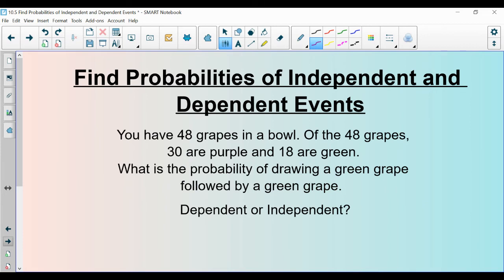What about just identifying if something is dependent or independent? This example says you have 48 grapes in a bowl. Of the 48 grapes, 30 are purple and 18 are green. What is the probability of drawing a green grape followed by a green grape? Would this be a dependent event or an independent event? And hopefully you guys are agreeing with me that this is definitely a dependent event. The reason for that is because once we have selected a green grape, then the likelihood of us selecting another green grape or even a purple grape has changed. We are less likely to draw another green grape and more likely to draw a purple grape.